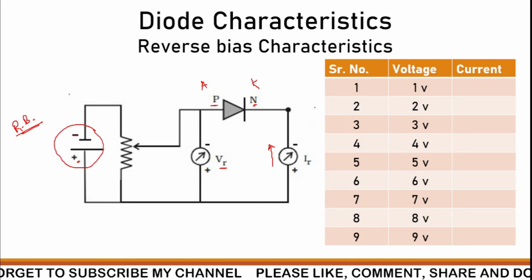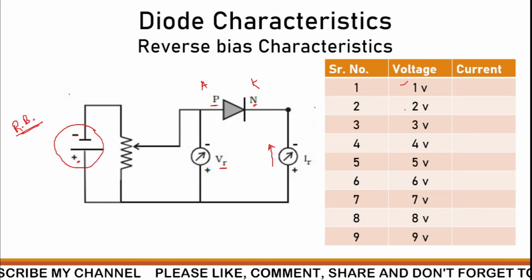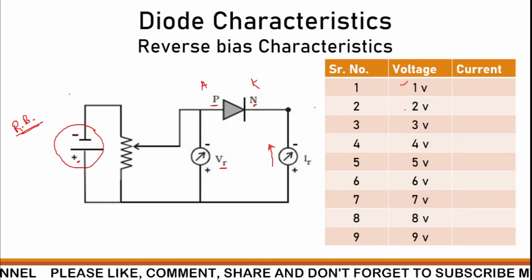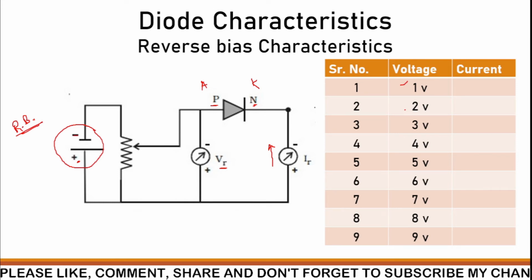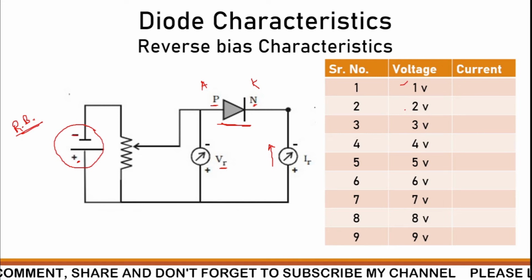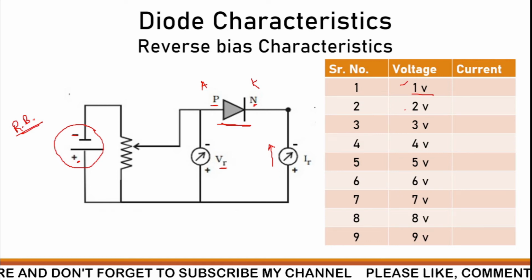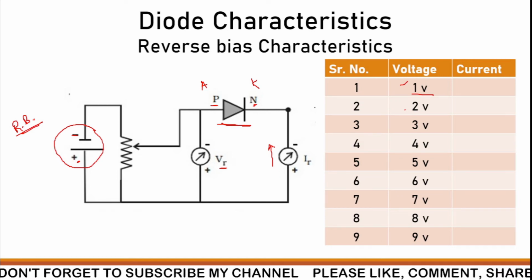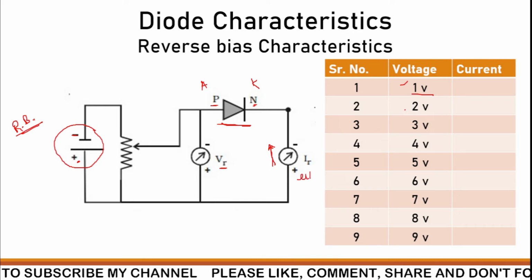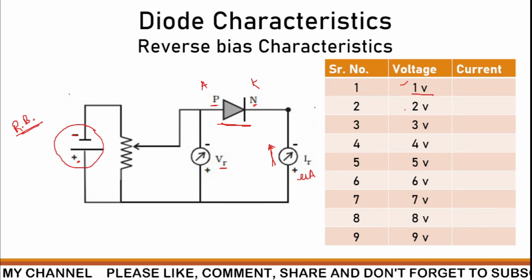So what we are going to do is vary the voltage like 1 volt, 2 volt, up to 9 or 10 volt. You can see these are positive voltages, but according to this PN junction diode these are actually negative voltages. So according to each input voltage applied to the PN junction diode, we are going to measure the current, and that current is measured in microampere.